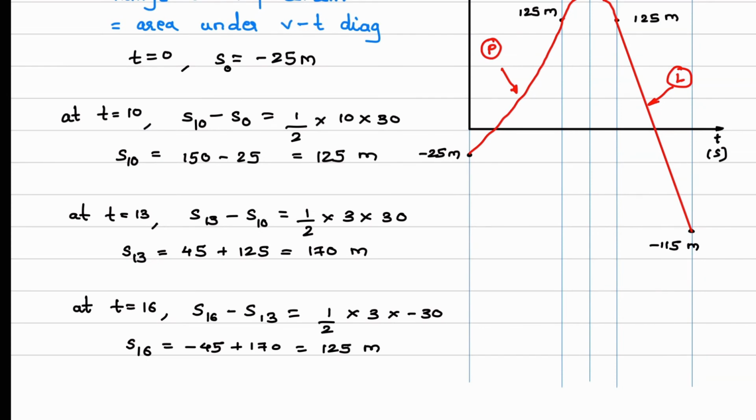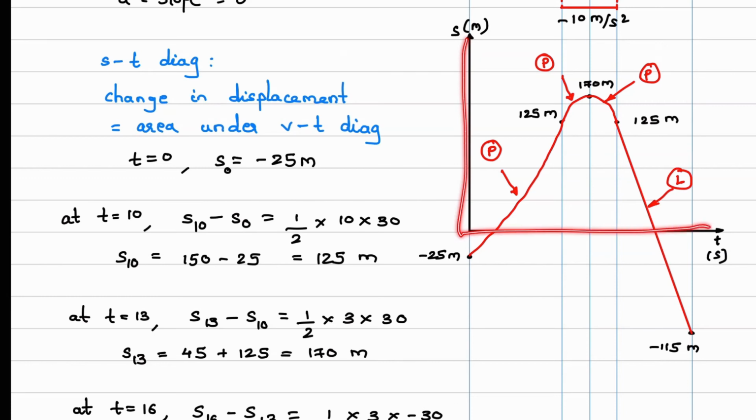So this is the displacement versus time diagram. At this location displacement is 0, so what should be the time? And at this location also displacement is 0, so what should be the time? We'll write down the time on this diagram first. Here time is 0, then this point time is 10, this one is 13, this one is 16, and the last one is 24.